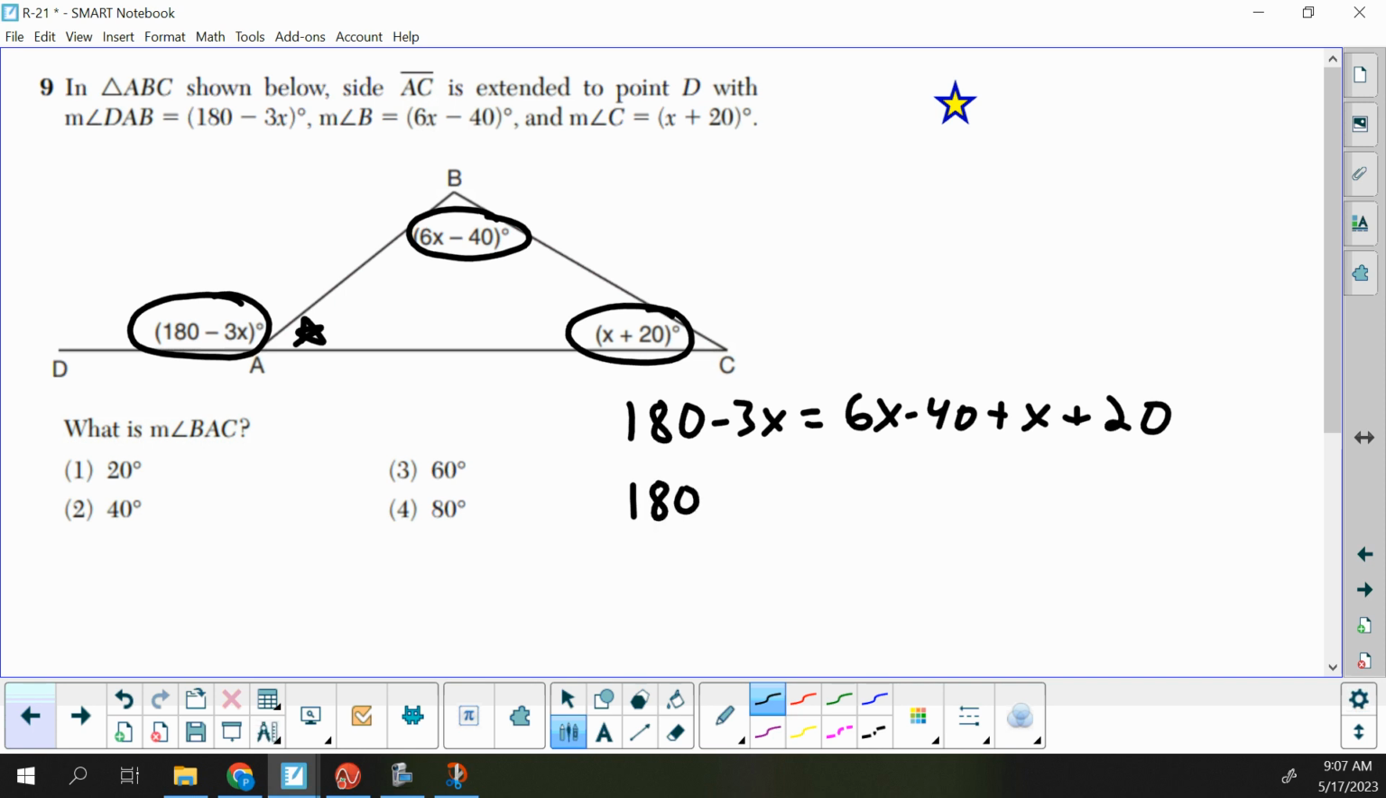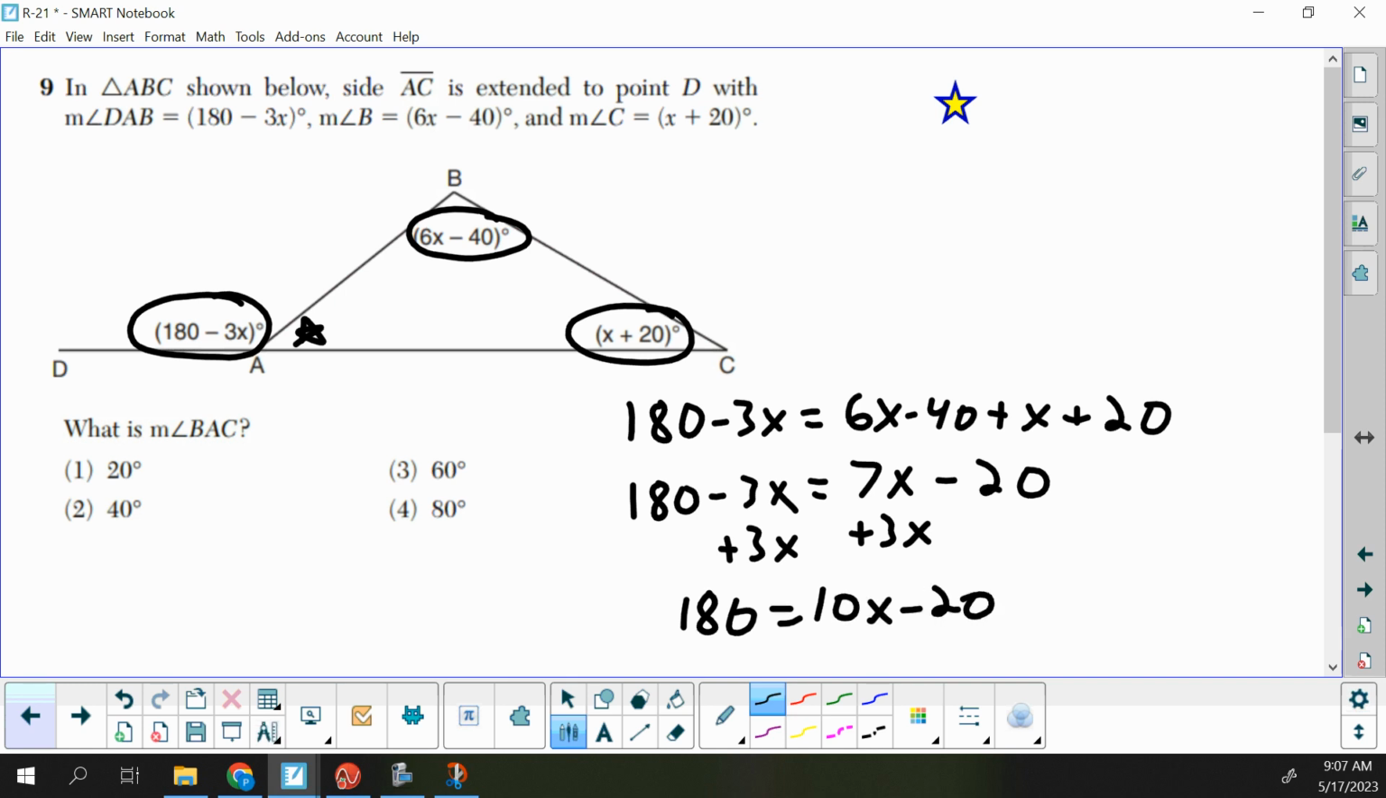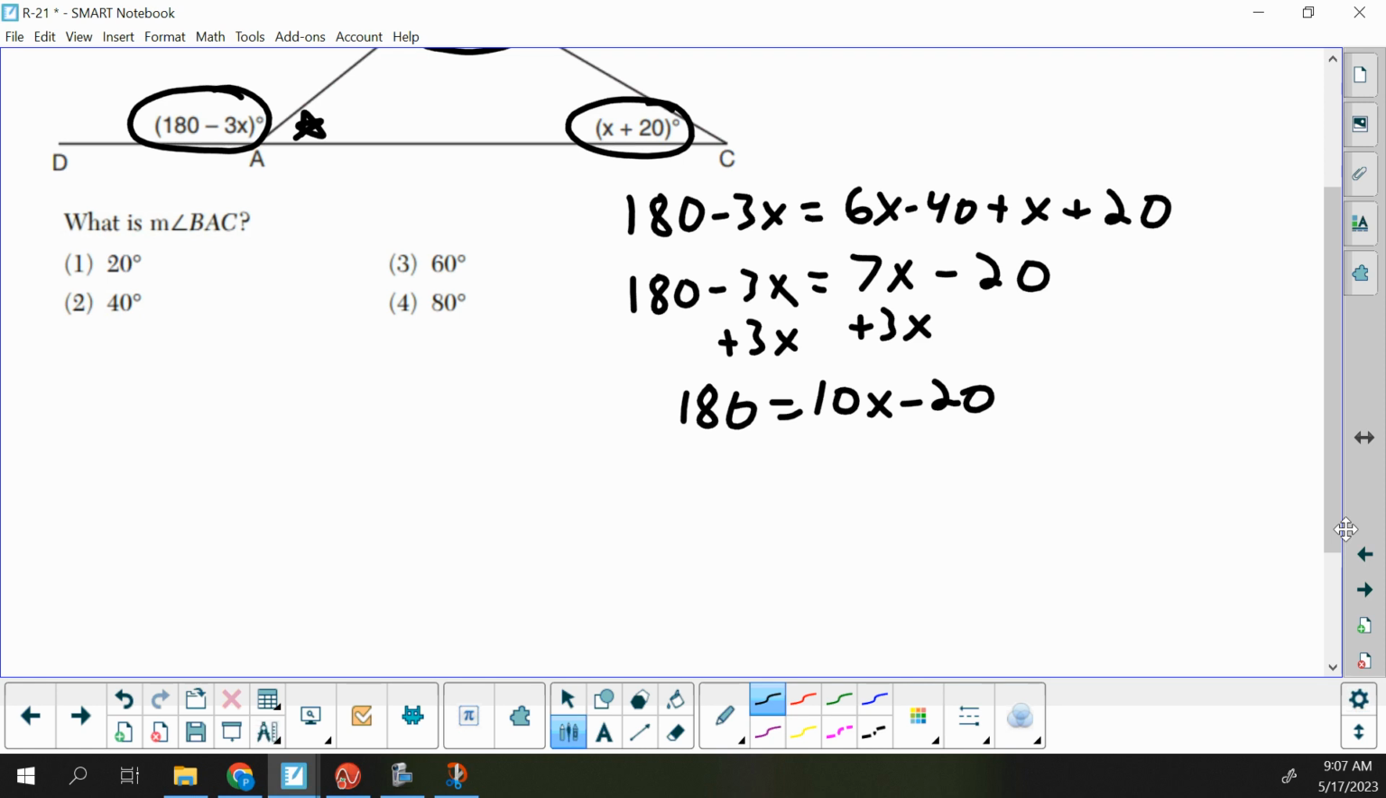We can combine like terms on the right side, and we'll have 7x minus 20. I'm going to collect all my x's on the right, so I'll add the 3x over. We'll have 180 equals 10x minus 20. We'll add the 20 over to give us 200 equals 10x. And we'll divide both sides by 10 to get 20 is equal to x.